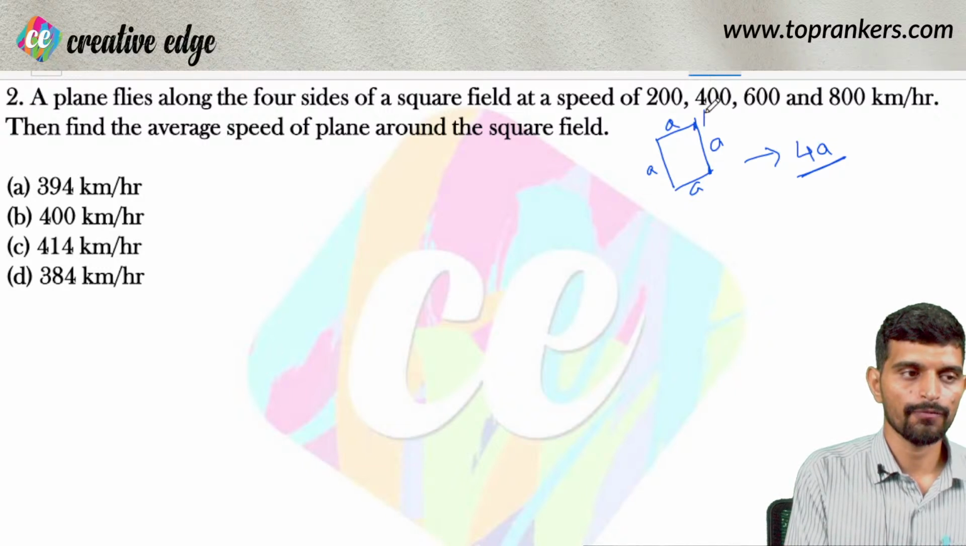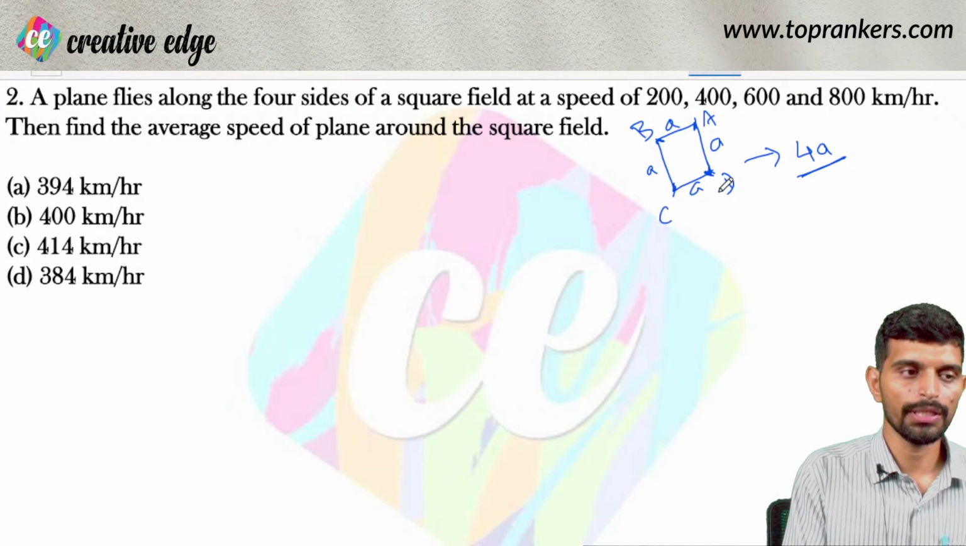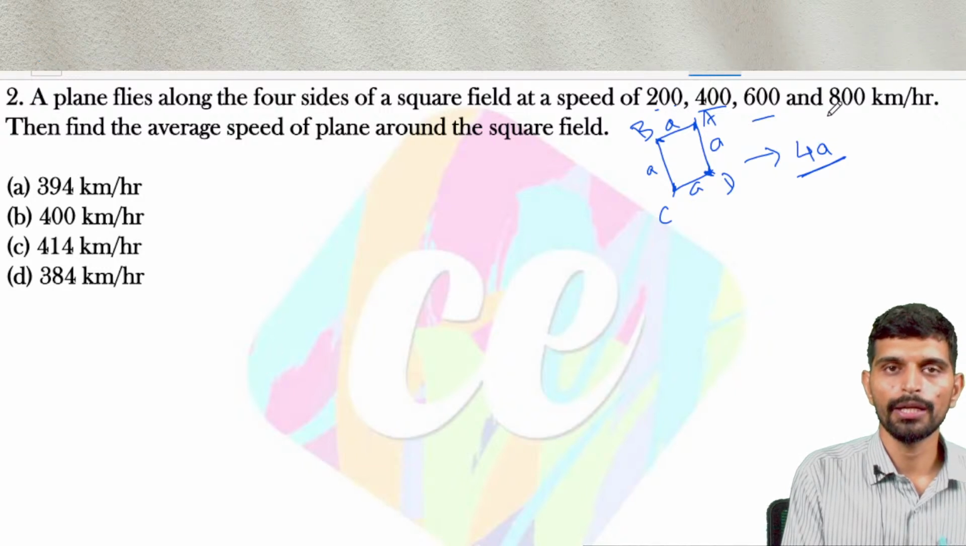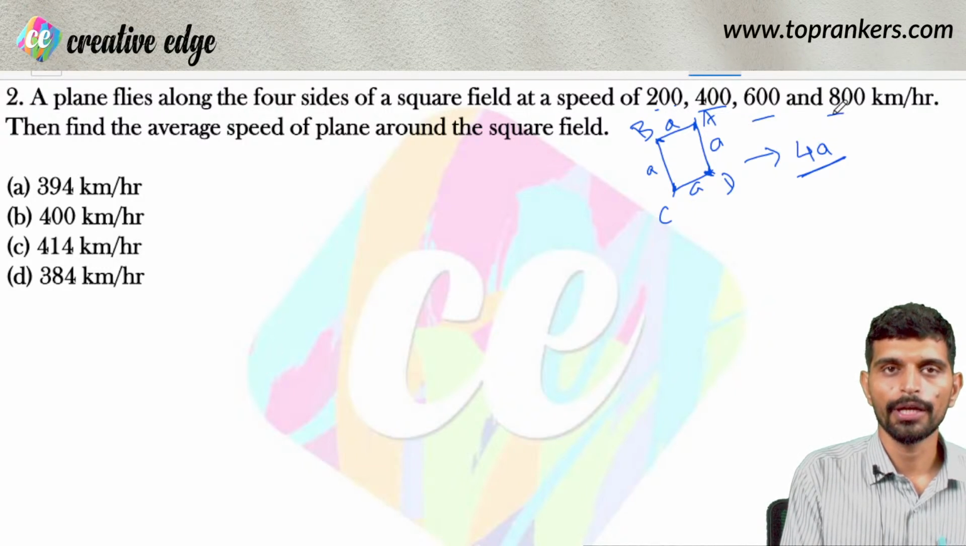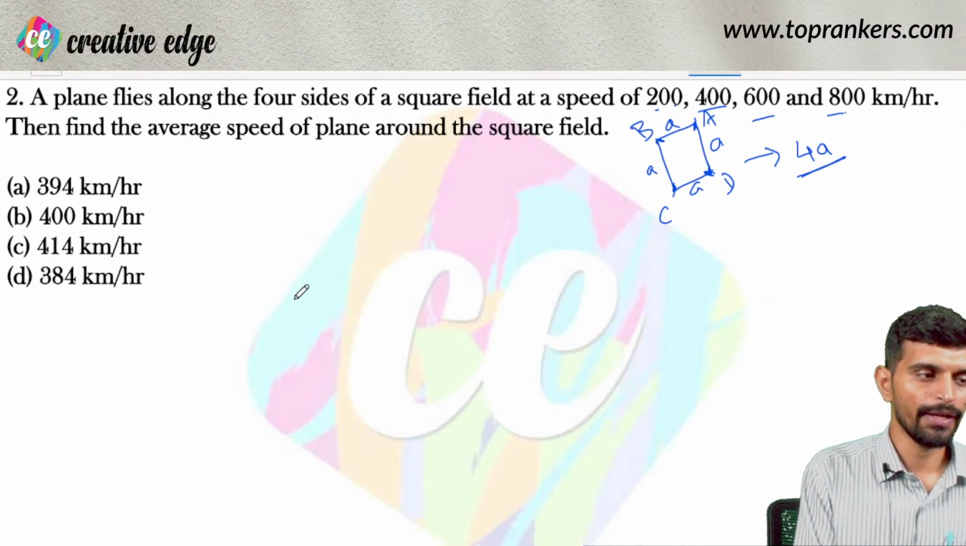Let's say the plane started from point A to B to C to D and D to A again. The plane covered A to B at a speed of 200 km per hour, B to C at 400 km per hour, C to D at 600 km per hour and D to A at 800 km per hour. So we need to determine the average speed.